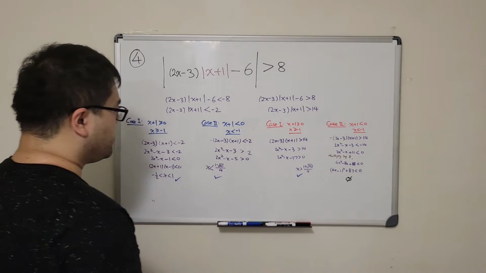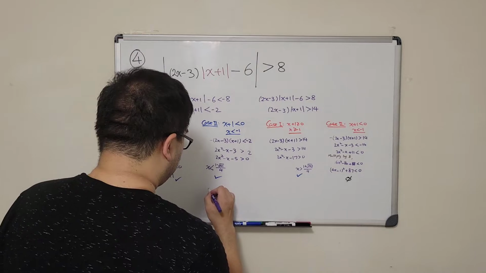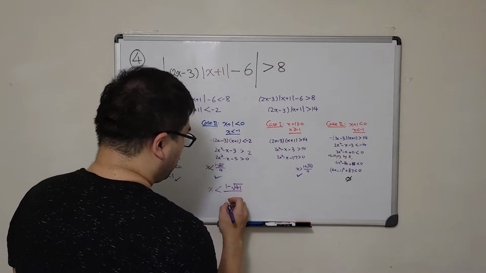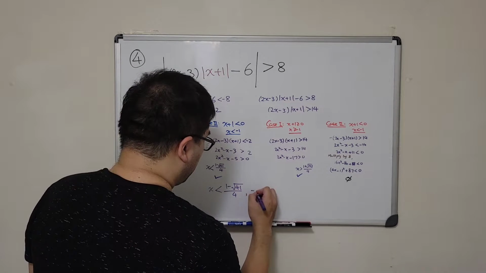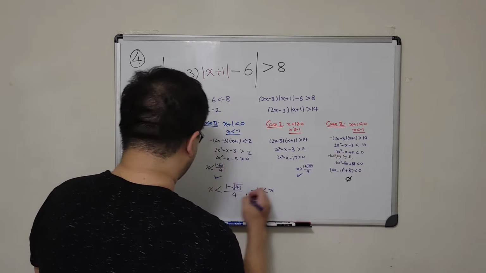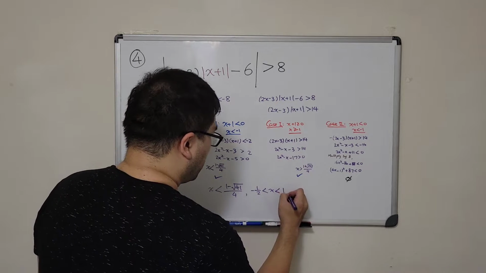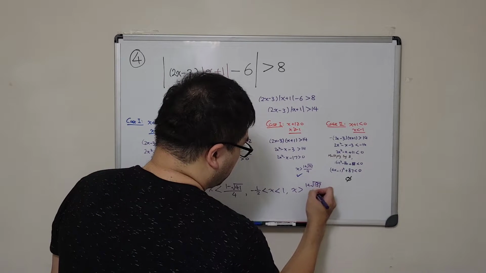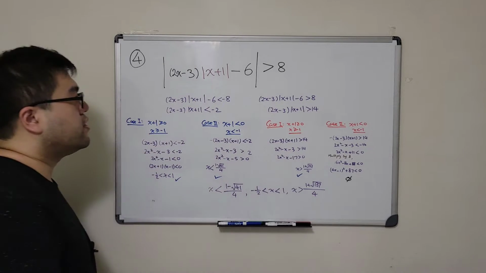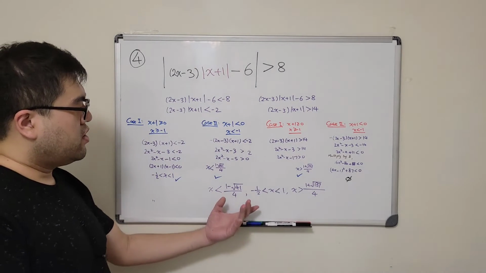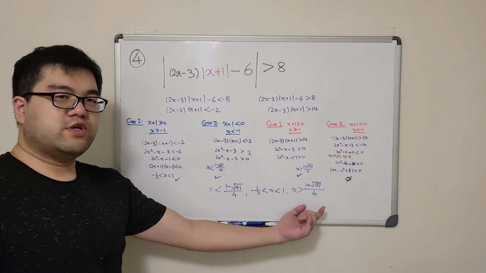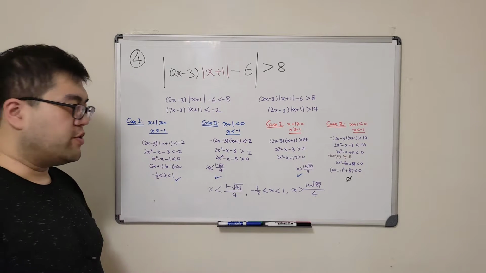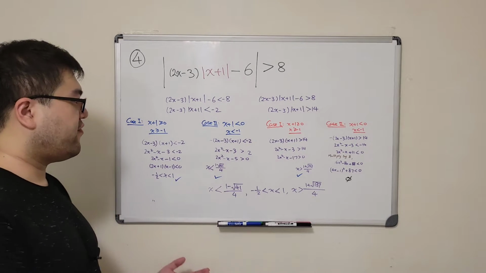So our answer would be this: x is less than 1 minus radical 41 over 4, or x is bounded between negative 1/2 to 1, or x is greater than 1 plus radical 137 over 4. That's it. So we actually see that this looks very similar to an inequality of a quartic polynomial, or polynomial of degree 4.